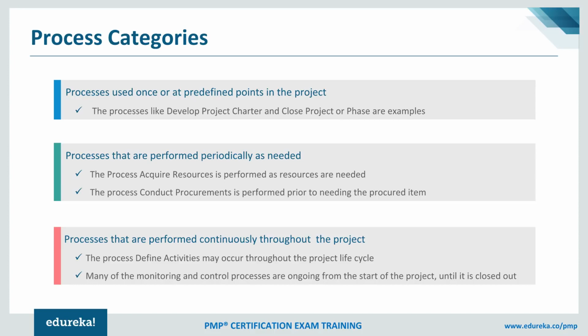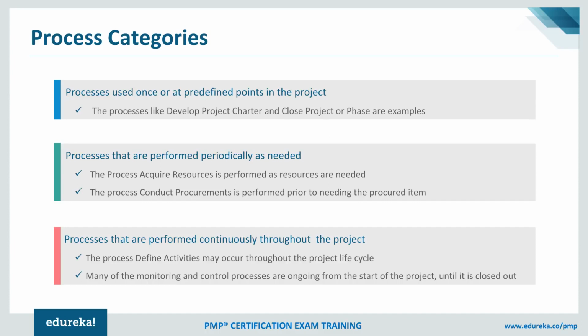Similarly, you'll find there are certain processes which are performed periodically. One example could be acquiring resources. Now, resources are required on the project throughout, so whenever we acquire resources, we need to refer to this process. Or for that matter, conduct procurement. We need to work on conduct procurement activities as and when we need to engage, for example, vendors, or as and when we need to procure certain machinery, or buy some licenses from some OEMs or vendors. That means we need to keep on performing procurement related activities throughout the project. So these are periodically performed processes.